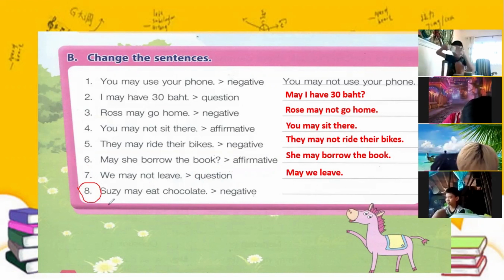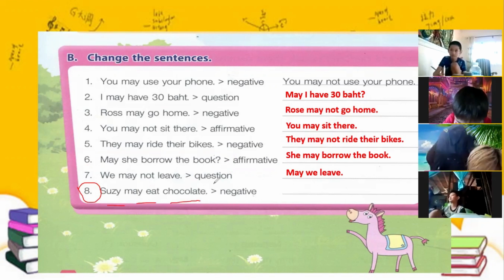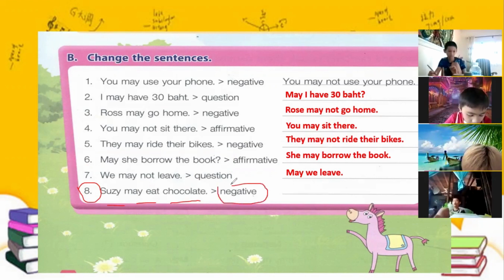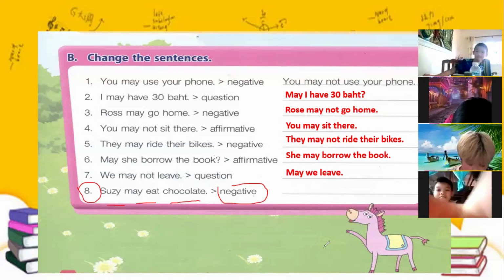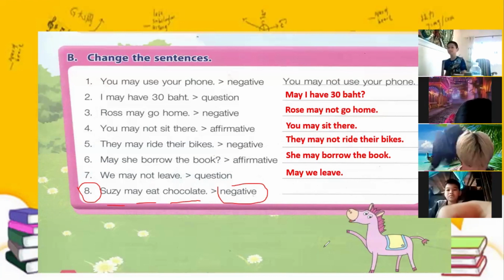Okay. Now, last sentence. Number 8. Susie may eat chocolate. As you can see here, it's an affirmative sentence. So what we have to do is change it to negative. Let me ask August. Change the sentence to negative.